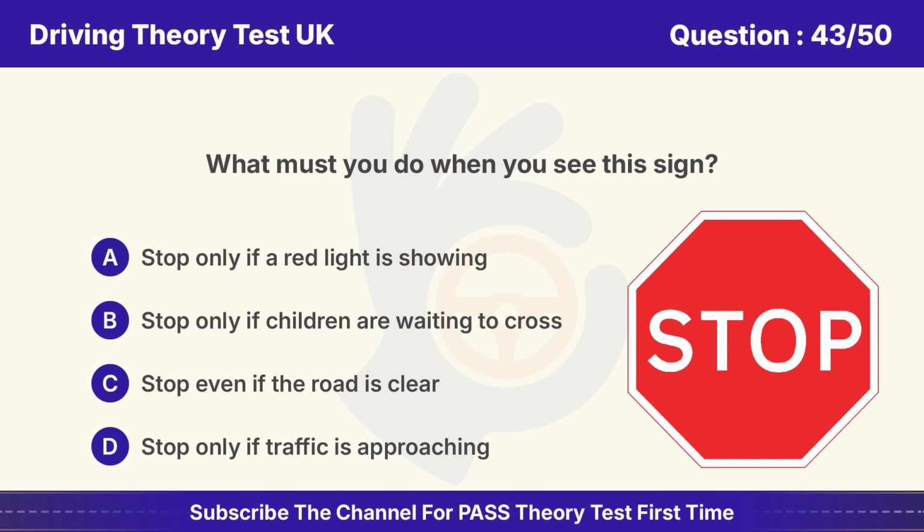Question 43. What must you do when you see this sign? Option A. Stop only if a red light is showing. B. Stop only if children are waiting to cross. C. Stop even if the road is clear. D. Stop only if traffic is approaching.